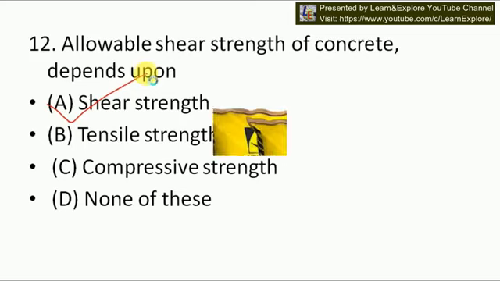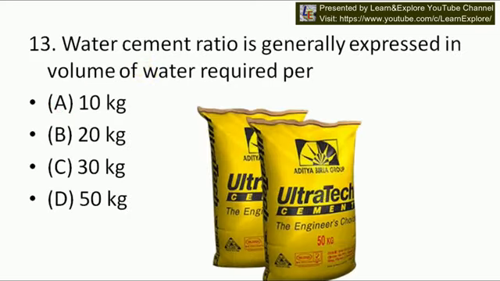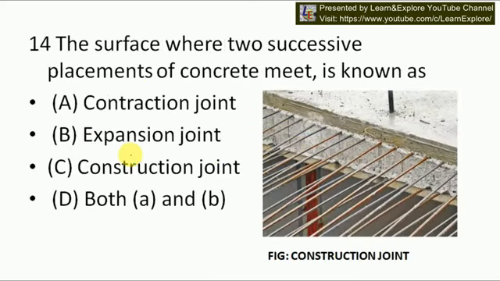Okay, so next question is, water cement ratio is generally expressed in volume of water required per A, 10 kg, B, 20 kg, C, 30 kg, D, 50 kg. So water cement ratio is generally expressed in volume of water required per 50 kg of cement. So our answer will be D, 50 kg of cement.